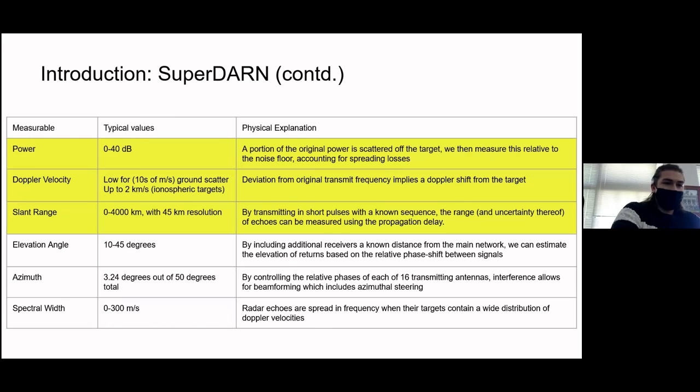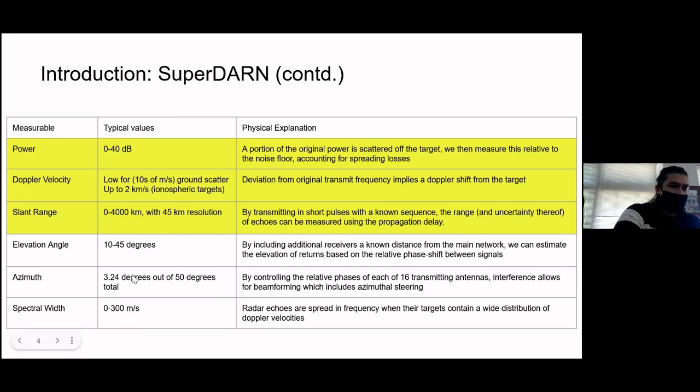As I mentioned, there's a second array. It's called an interferometer array, and it's just for some radars only. And so if you know the distance between those two arrays and the frequency, you can estimate the elevation angle based on the phase shift between them. I'm not going to be using that data for this.